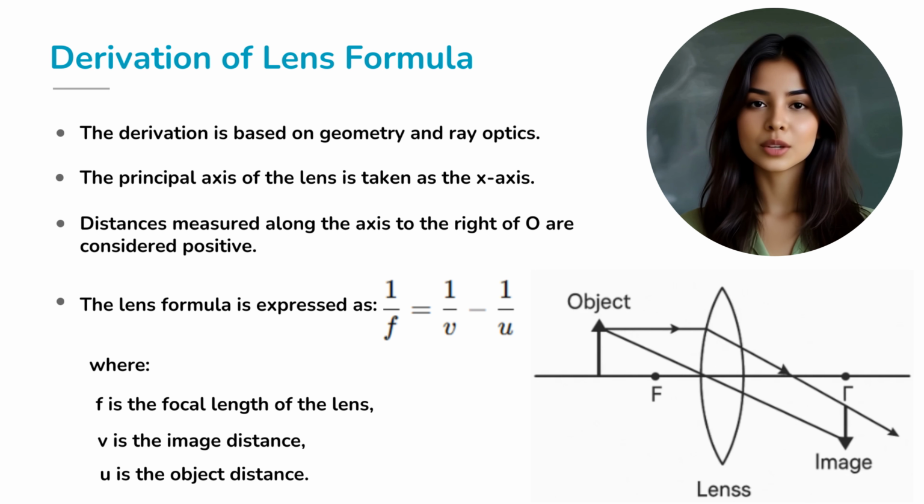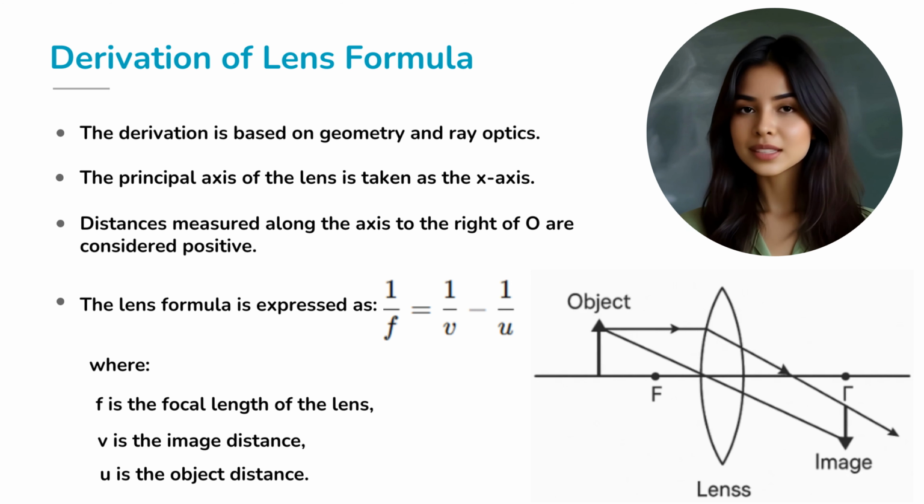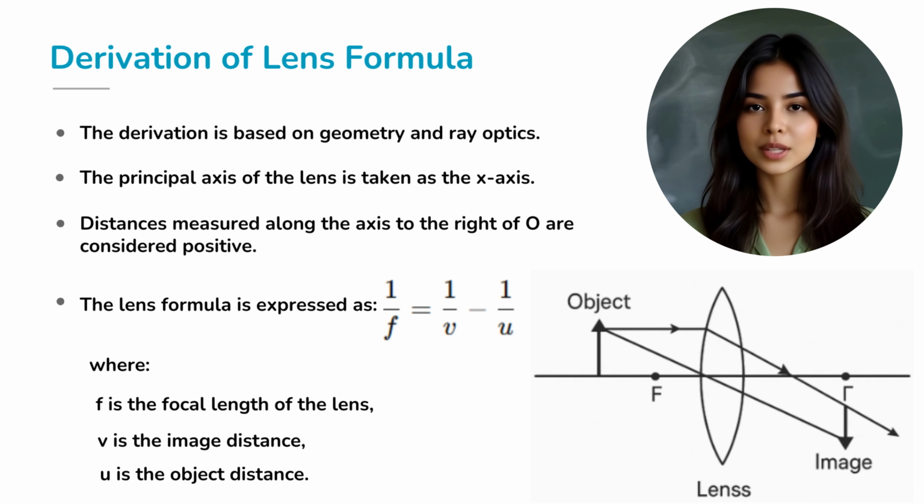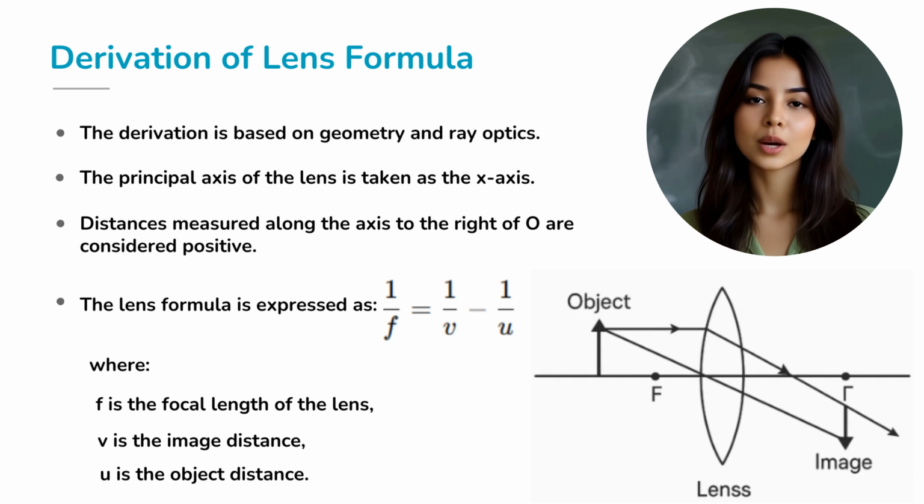Step by step, the derivation leads us to the famous lens formula, which is expressed as 1 divided by f equals 1 divided by v minus 1 divided by u. Where f is the focal length of the lens, v is the image distance, and u is the object distance. This formula is not just theoretical, it is practical. It tells us precisely how a lens forms an image, whether it's your camera lens focusing on a subject or a projector casting a sharp picture on the screen. Every time a clear image forms, this simple yet powerful equation is quietly working in the background.